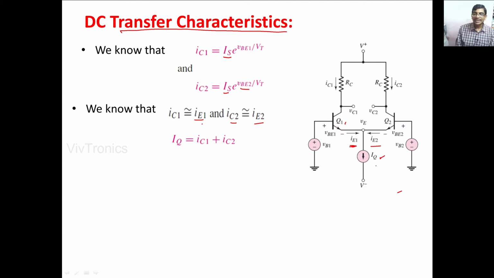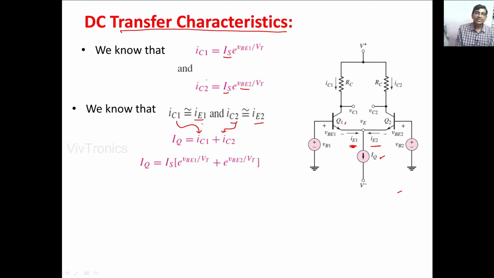Actually, what is the IQ current? IQ current is the sum of the IE1 current plus the IE2 current. Therefore, IE1 will be equal to IC1 and IE2 will be equal to IC2, which was mentioned here. So we can say that IQ will be equal to IC1 plus IC2.